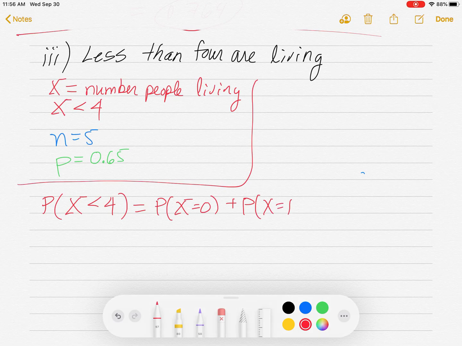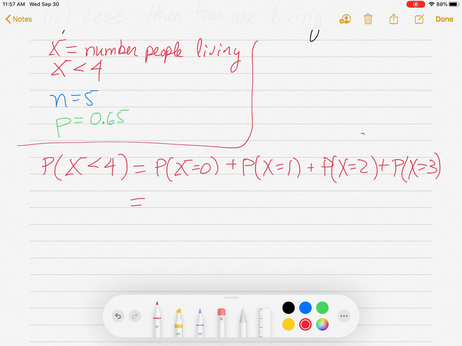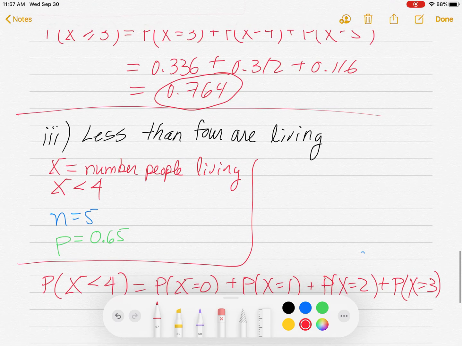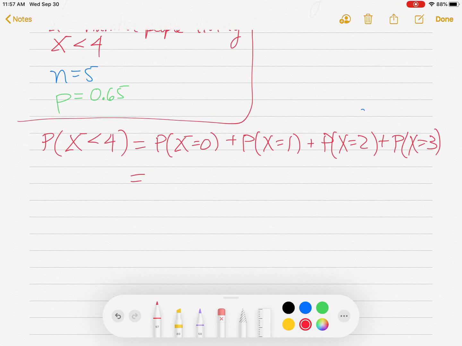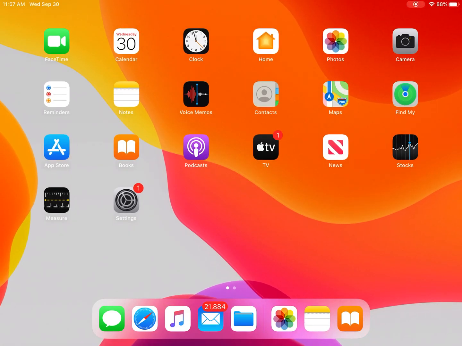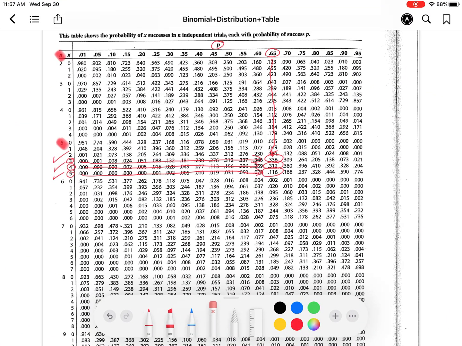So what could that be? X could be 0. That could be 0 people living, right? Plus the probability of 1 person living, plus the probability of 2 people living, plus the probability of 3 people living. So if you have less than 4 people, you have either 0, 1, 2, or 3 people living. So we're going to have to go over in our table and look up the probabilities for 0, 1, 2, and 3.